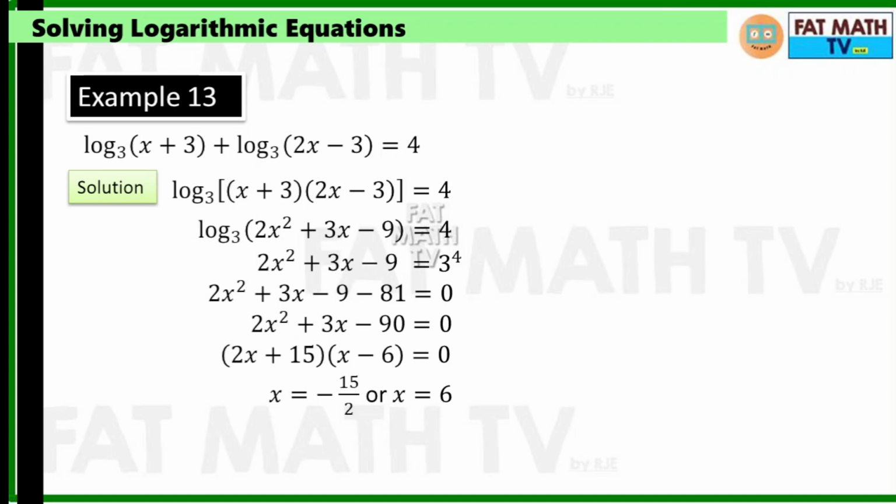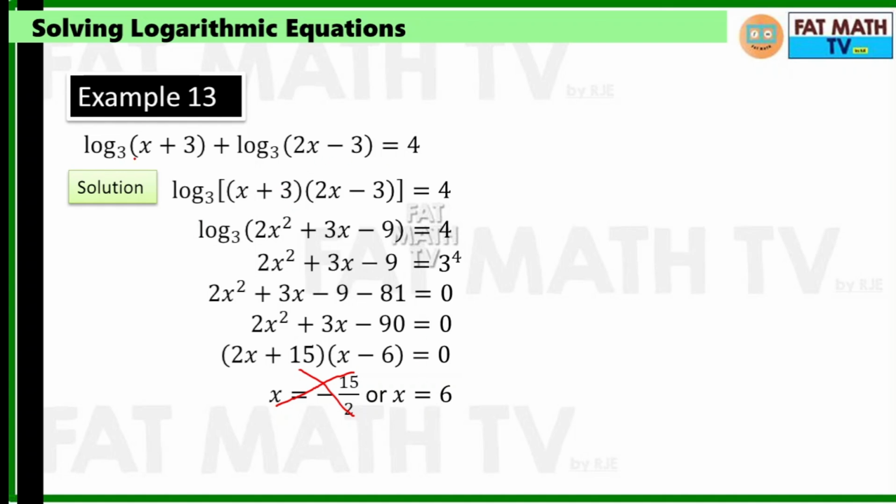2x equals negative 15. So x equals negative 15 over 2. Or x equals 6, and we can substitute both of them. If we will substitute negative 15 over 2 in the original, we will have logarithm of a negative number which is not defined, so we will not have that as the answer. So this one, we will not accept because that will give you logarithm of a negative number.